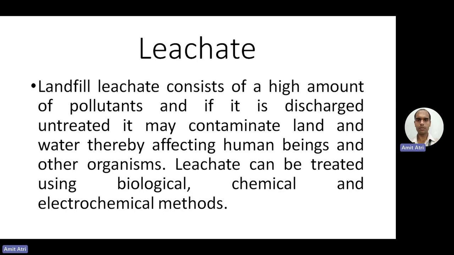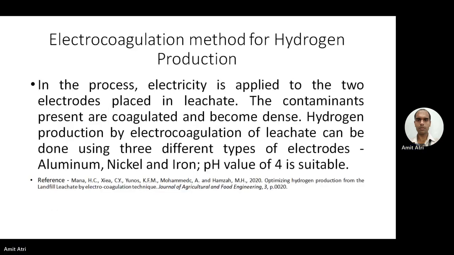So the first method is using the technique of electrocoagulation, and we are producing hydrogen. Hydrogen is a fuel used for a number of devices. It can be used in a hydrogen engine as well. It can be used in fuel cells. It can be used in industrial applications as well. So how is it produced using leachate? One of the methods is the technique of electrocoagulation.